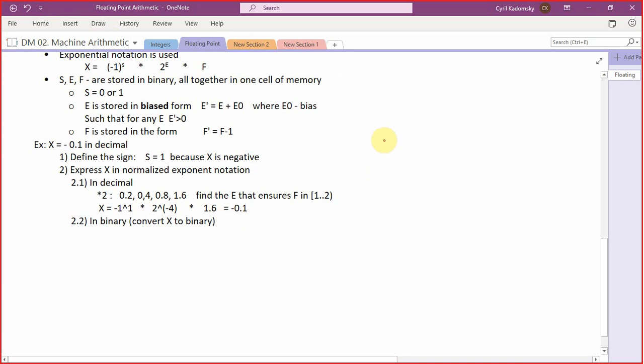Our number was 0.1. We do not consider the minus because it goes to the sign value. And in here we just remember how we converted fractional numbers to binary. We must remember that we convert the whole part and the fractional part in different ways. Here we have just the fractional part, so the process will be very easy: multiplying by 2.